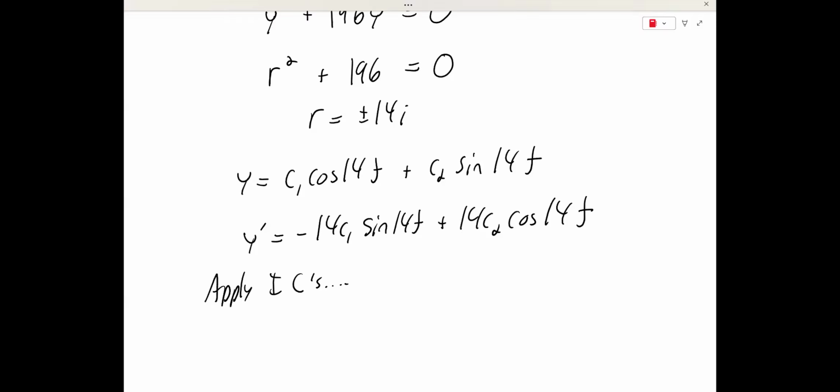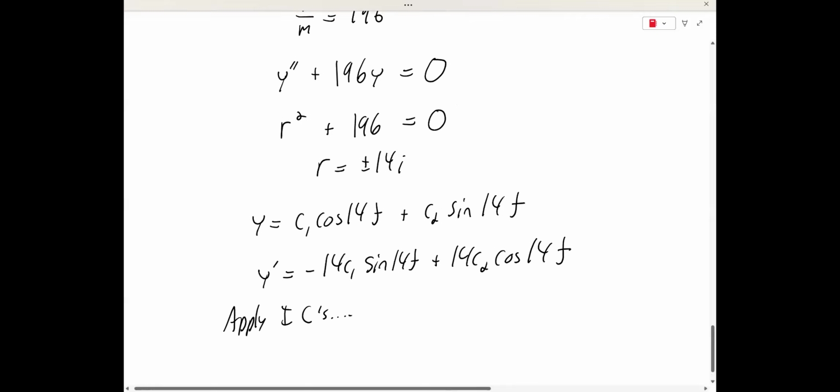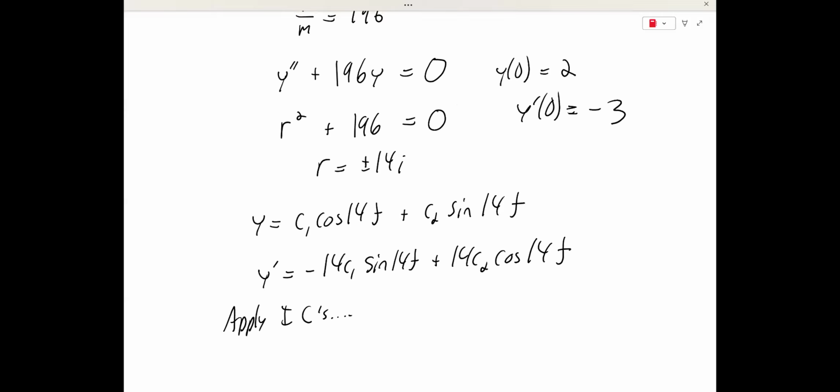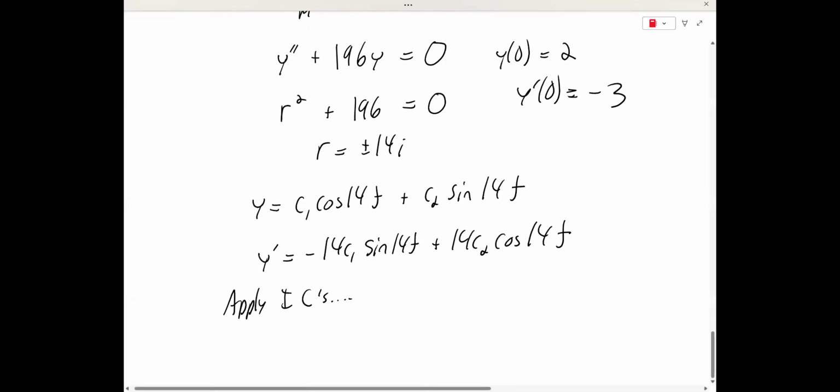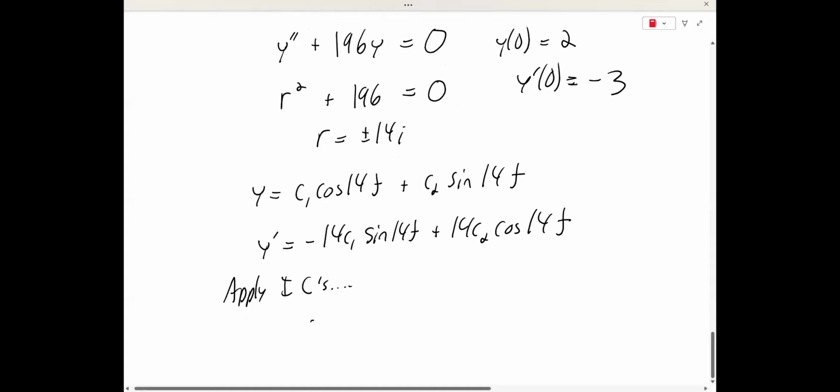This time I won't write quite as much in this one. But what were our conditions? It was y of 0 equal to 2, and y prime of 0 equal to -3, I think. I think those are the conditions. So apply those. If I put in 2 and 0 here, I get 2 equals just C1, because I put 2 here, I put 0 over here. So this will drop, and this is going to be 1. So we get 2 equals C1 from the first one.